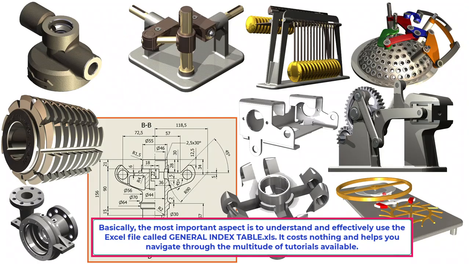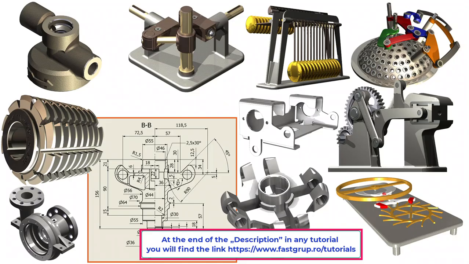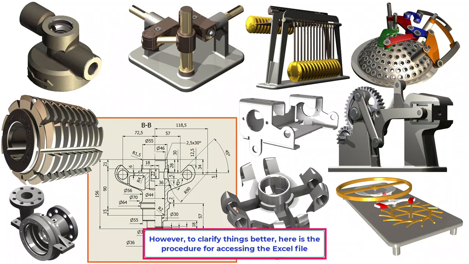Basically, the most important aspect is to understand and effectively use the Excel file called general index table.xls. It costs nothing and helps you navigate through the multitude of tutorials available. At the end of the description in any tutorial, you will find the link Fast Group Tutorials as you see here. However, to clarify things better, here is the procedure for accessing the Excel file.